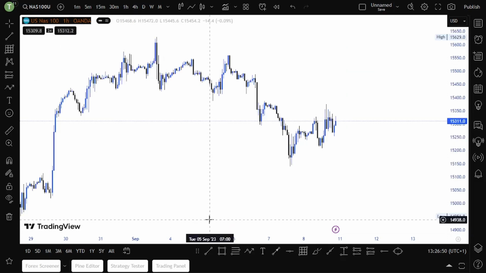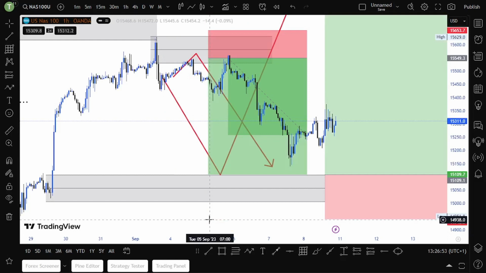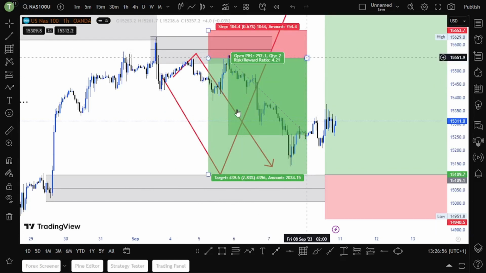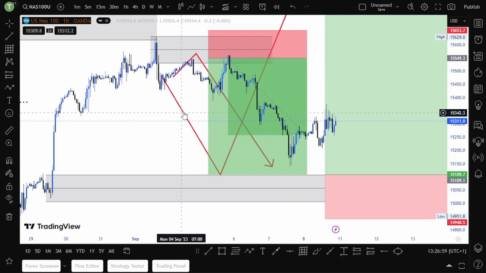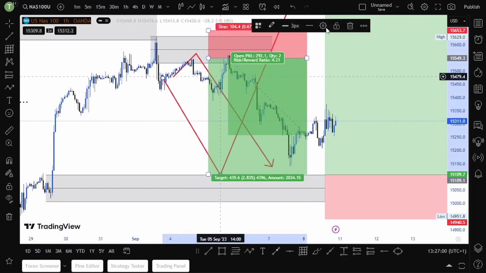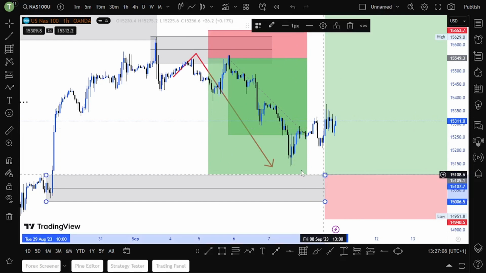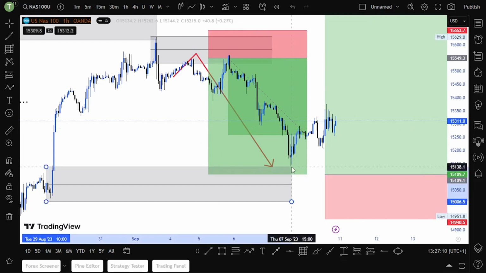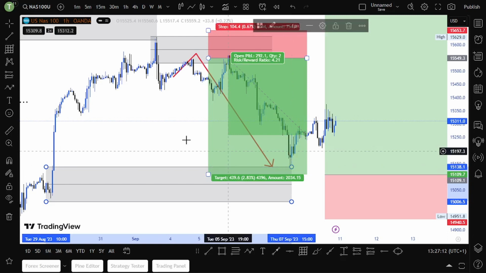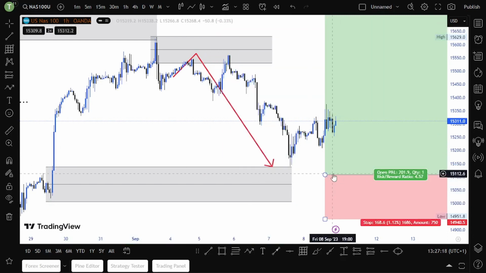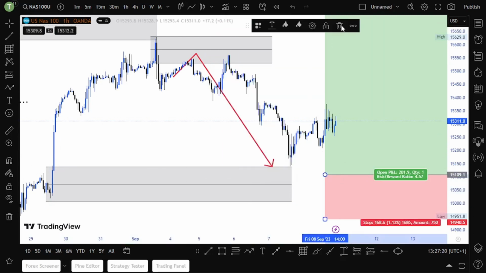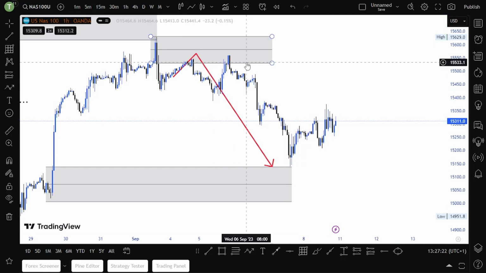Guys, the same thing, looking at Nasdaq, the same thing is happening. Okay, we had a nice sell here on Nasdaq, guys. And as I said, this was our nice zone. Now price tapped into that zone and then reversed.